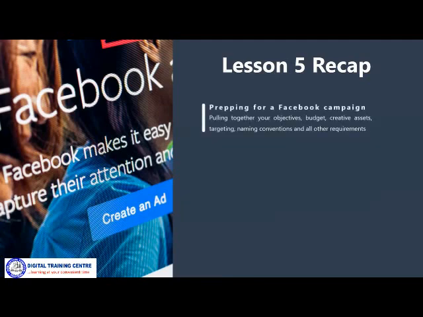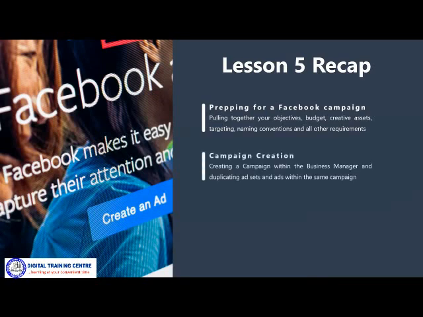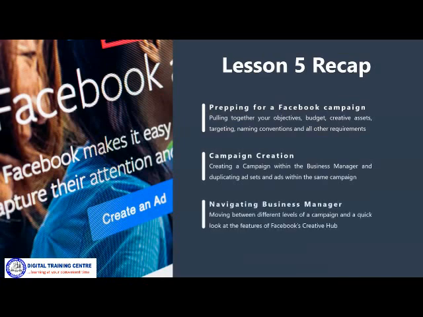Now, before we jump into lesson 6, let's just recap what we learned in lesson 5. We were prepping for a Facebook campaign, which was pulling together your objectives, budget, creative assets, targeting, naming conventions, and all other requirements. We then moved on to actually creating the campaign within the Business Manager and duplicating ad sets and ads within the same campaign. And finally, just a bit of a navigation of the Business Manager, specifically moving between different levels of a campaign, and a quick look at the features of Facebook's Creative Hub.